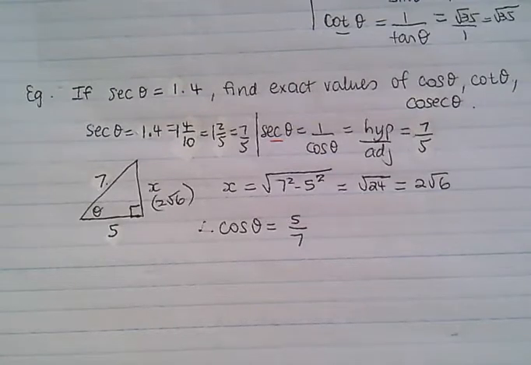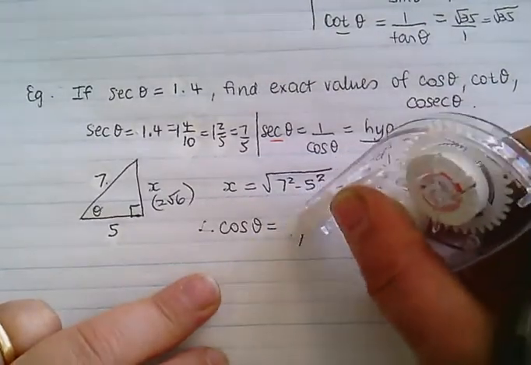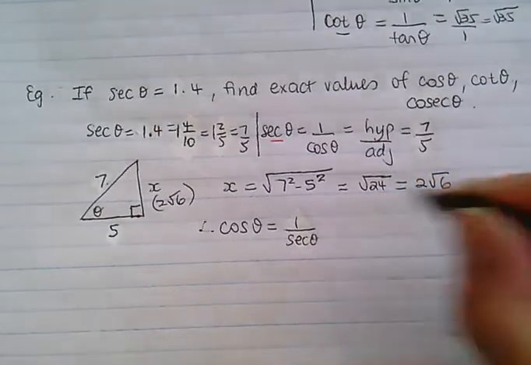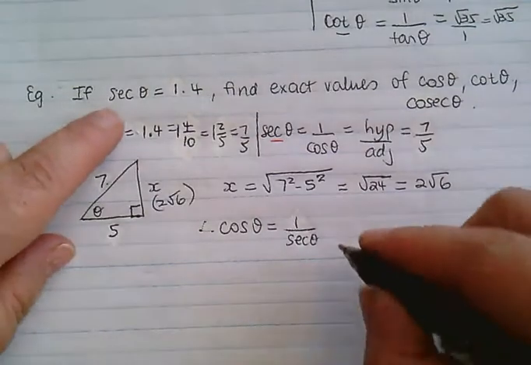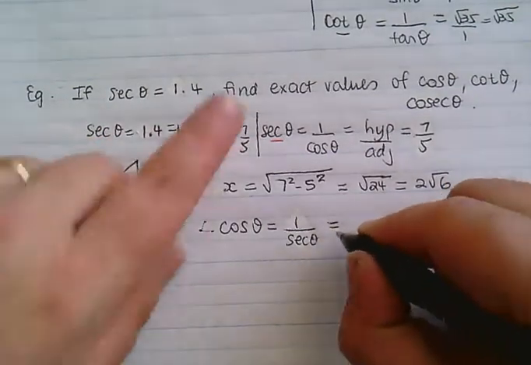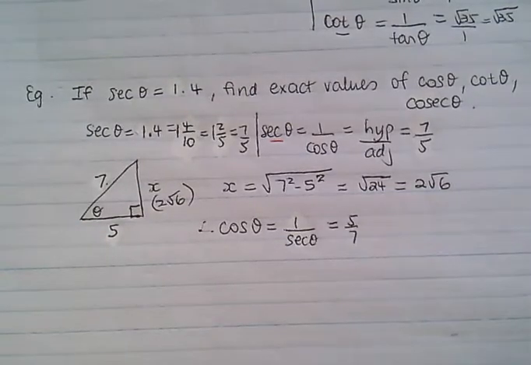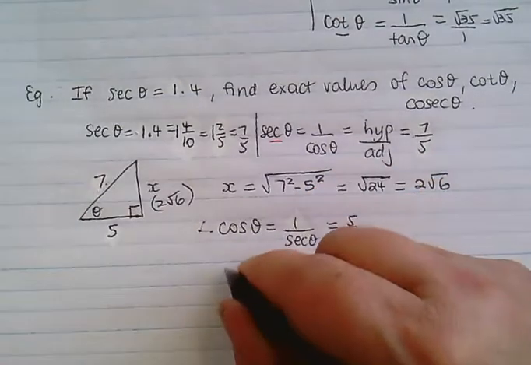You don't need the other value, because, actually what I'm going to do, I know that's true, but isn't it the reciprocal of sec? You know how I've written that sec theta is 1 over cos theta, so cos theta is 1 over sec. Now we were given sec, which is 7 over 5, so it's 5/7, whether you use the triangle or not. Do you know what I mean? But you could just go to 5/7.